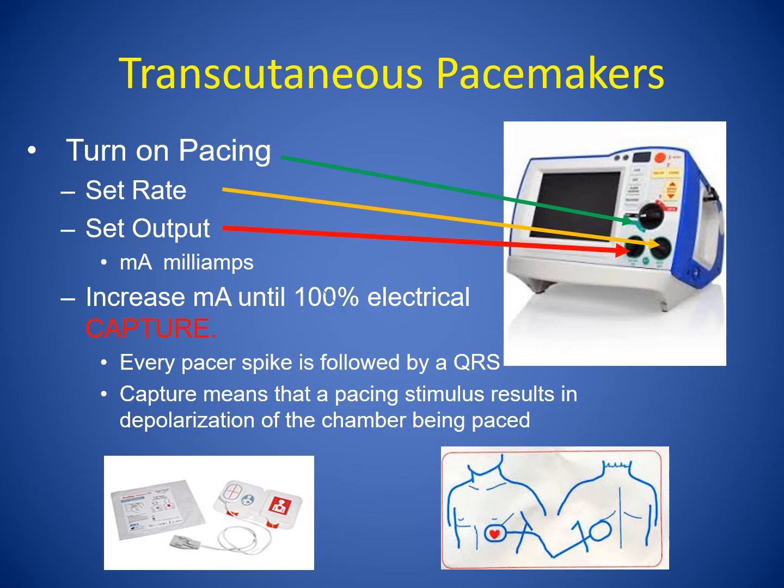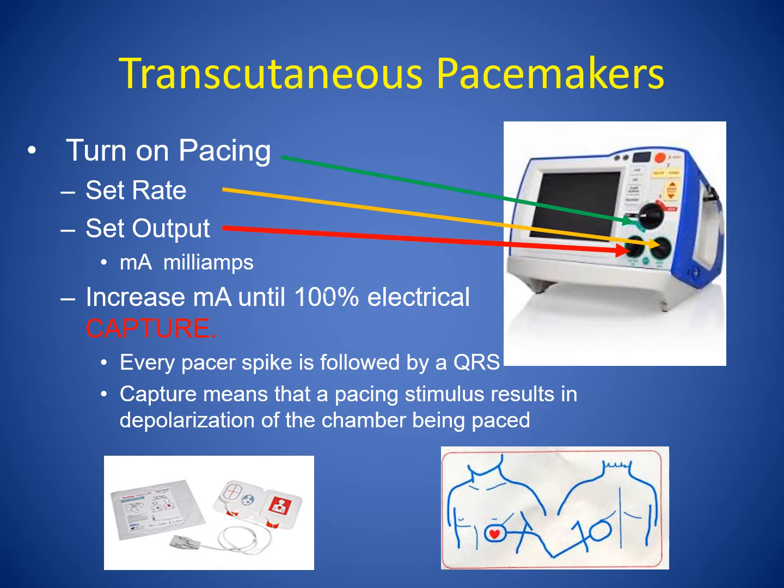When you turn it on, it usually will default to a rate, oftentimes 70, because 70 beats per minute is usually conducive to life. Again, that's usually higher than the patient's rate, because normally your heart rate is going to be below 70 if you need a pacemaker. Once the rate is set, you will then need to set the output.